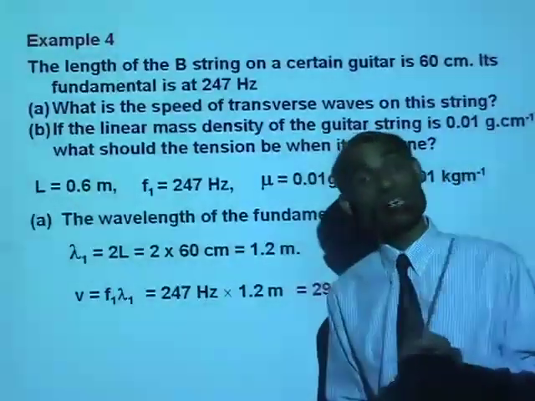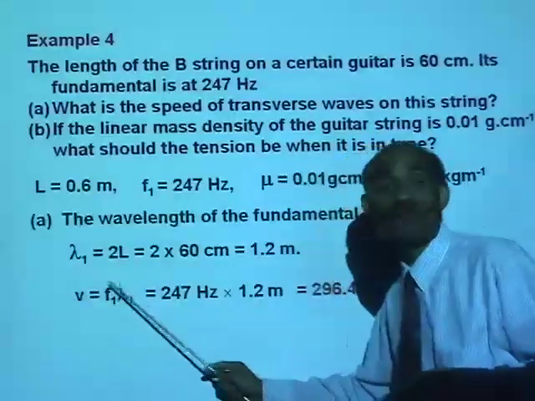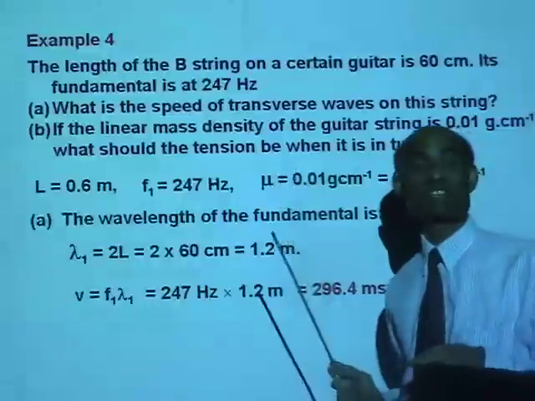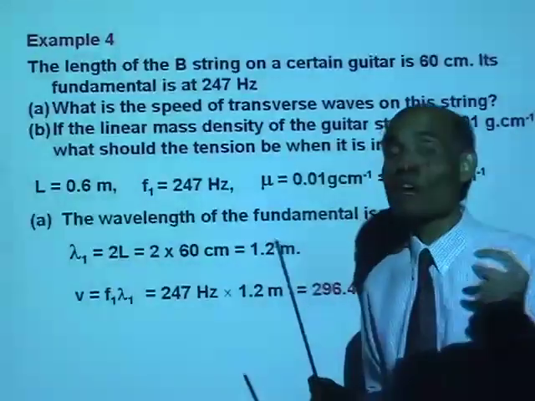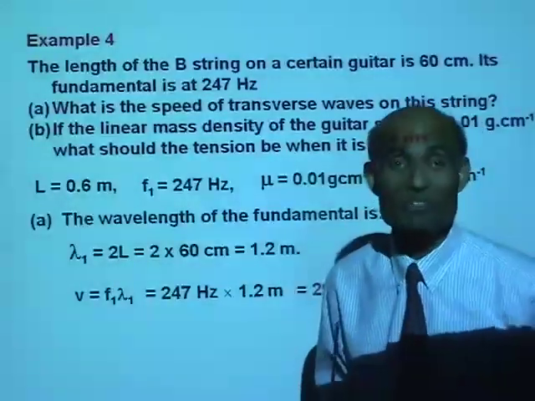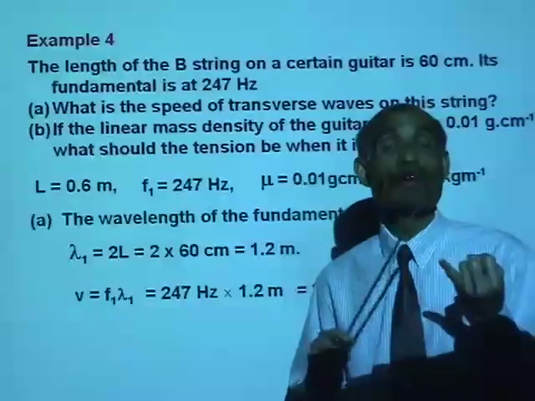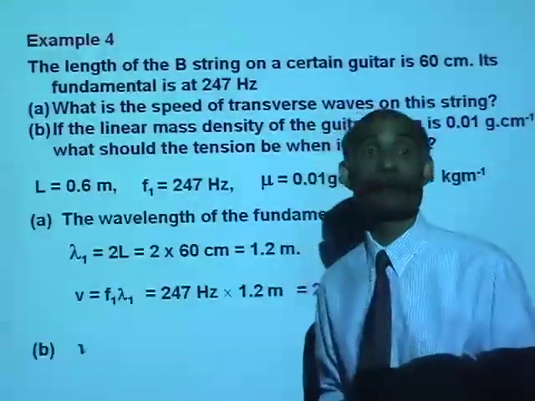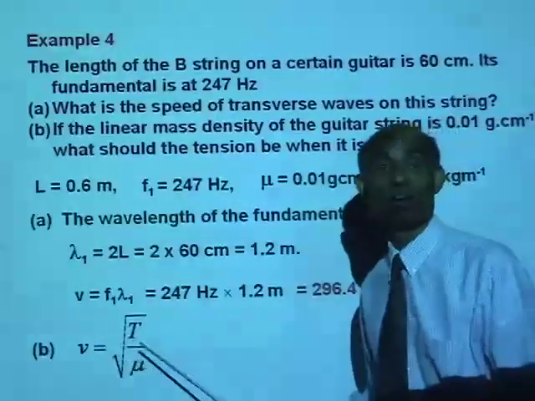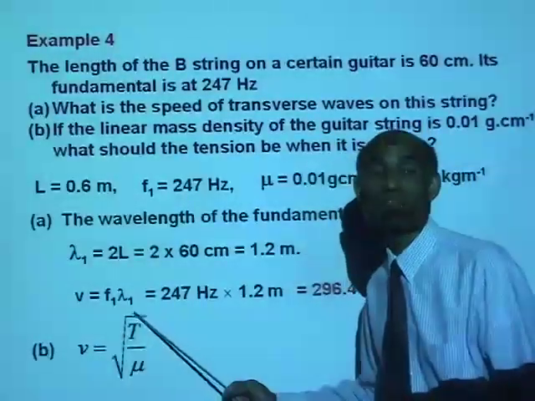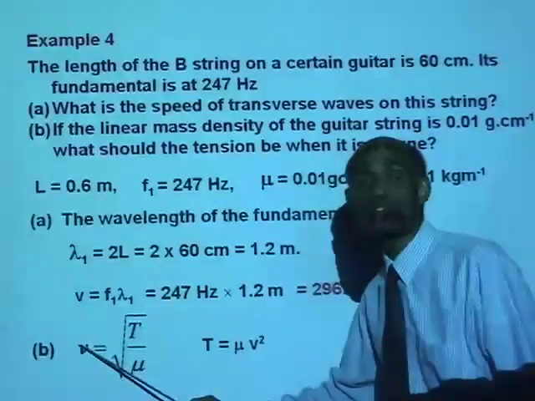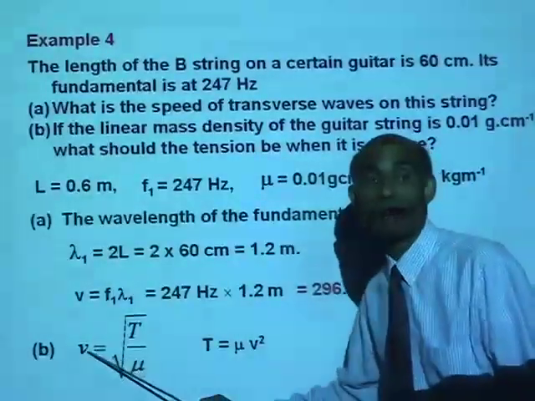Well, how do we find the tension? We know the wave speed. We know the linear mass density. Isn't it possible to use these to find the tension? Because, you know, v equals the square root of T over mu. There we are. Can you solve for T from here? T will be v squared multiplied by mu.